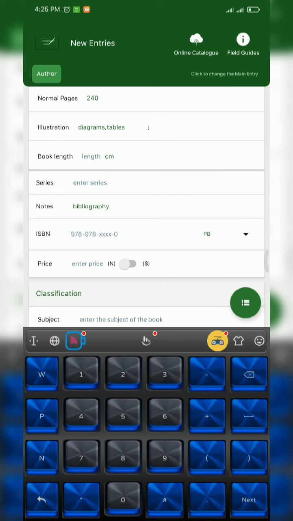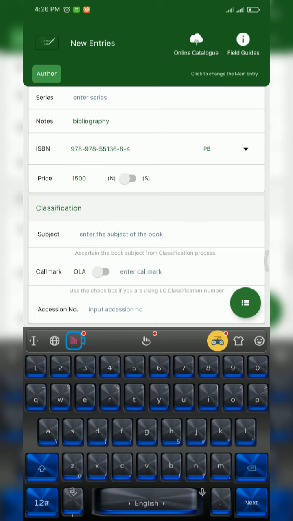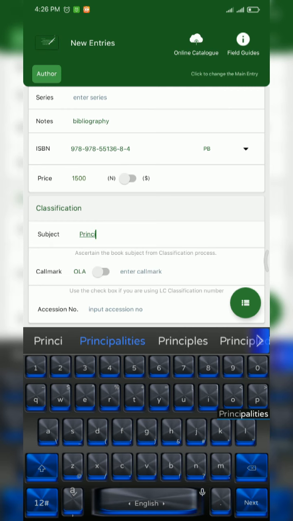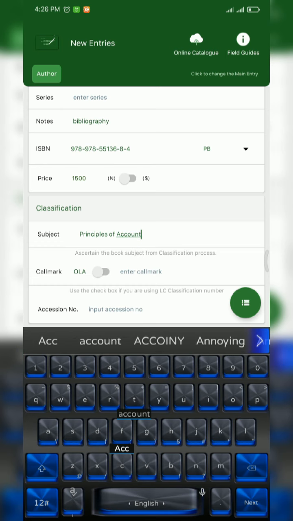And for the ISBN, it's a paperback, and the ISBN here is 978 5513684. So that's how the ISBN is written. And for the price, it's a book purchased as a student, so the price here is 1,005 indicated. So for the subject, we'll be taking principle of accounts as the subject.